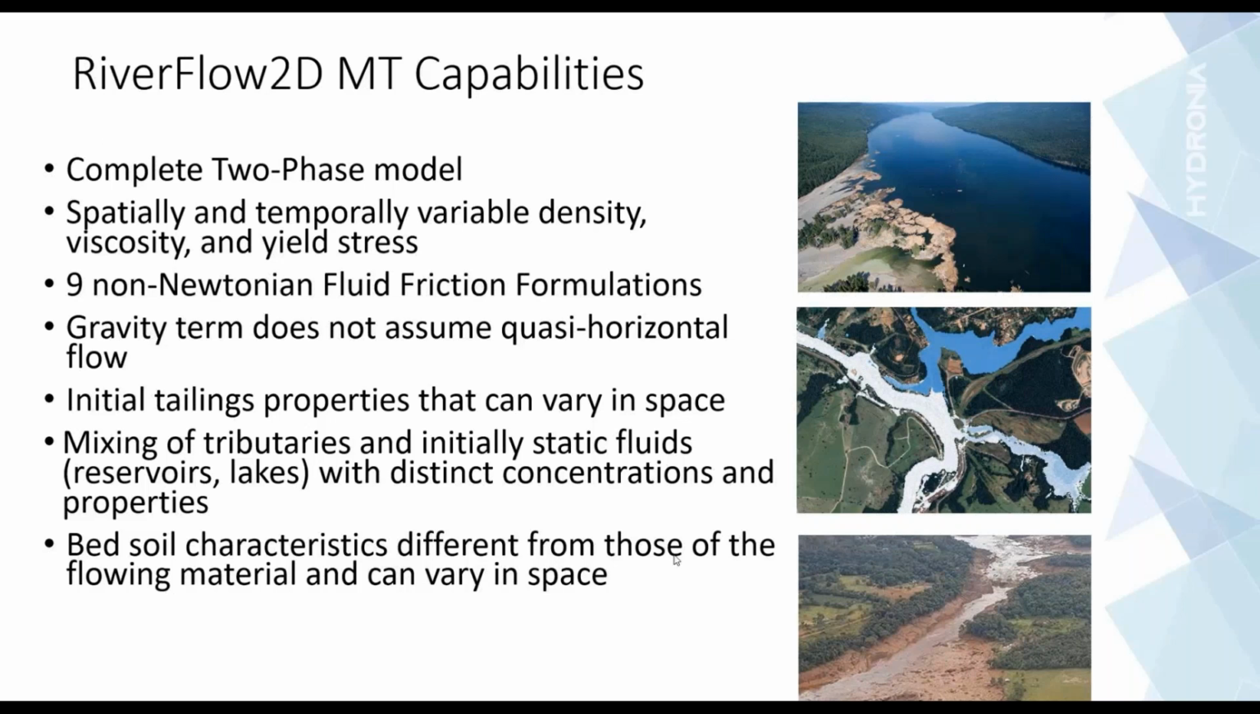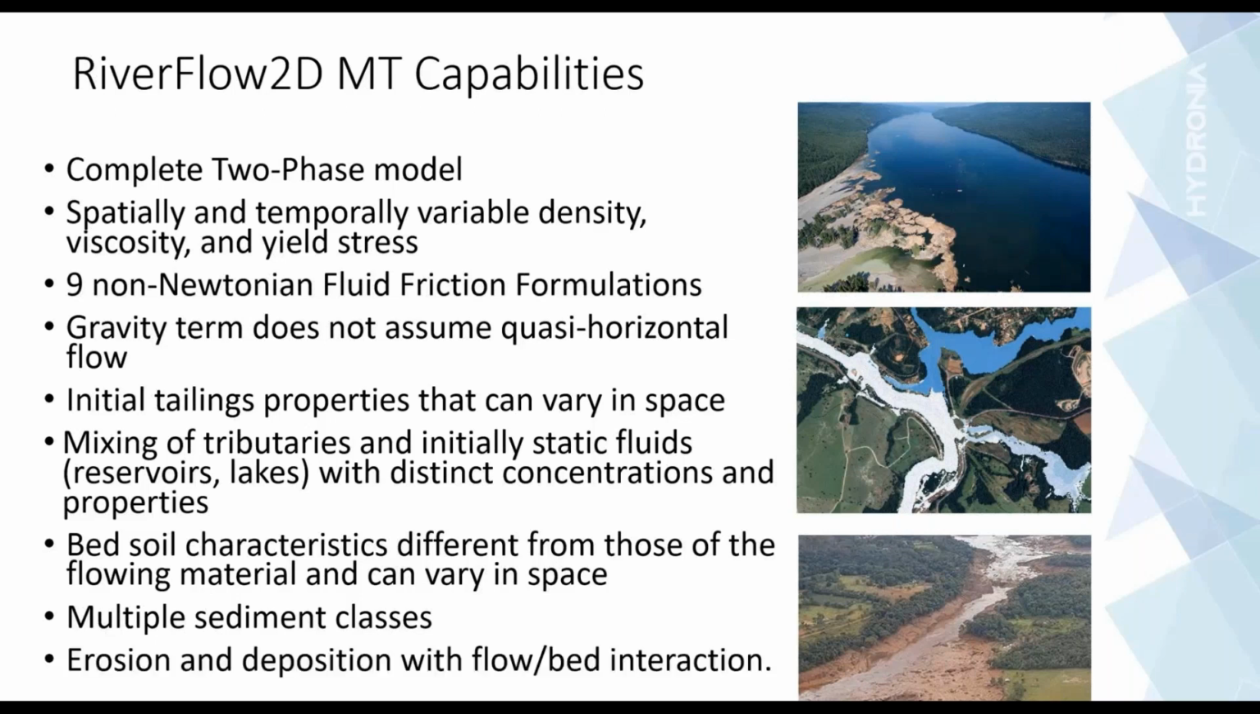Now, the bed soil characteristics can also be different from the flowing material. So you can have entrainment of material from the riverbed that can be different from the tailings, which is normally the case. Of course, to do this, you need to have multiple sediment classes. That means sediments of different properties and different sizes. And all of this is done in an environment that can compute the erosion and sedimentation with full flow bed interaction.